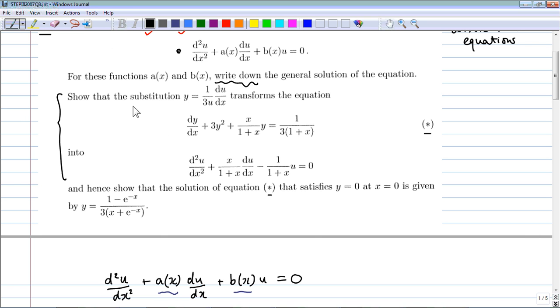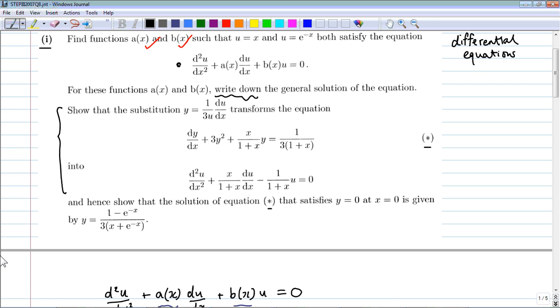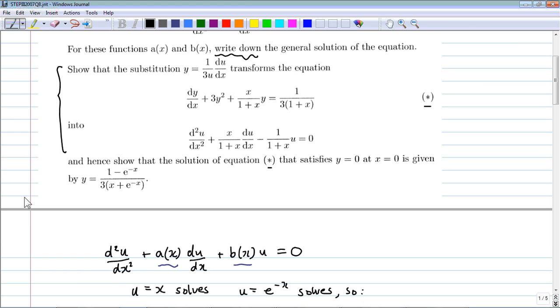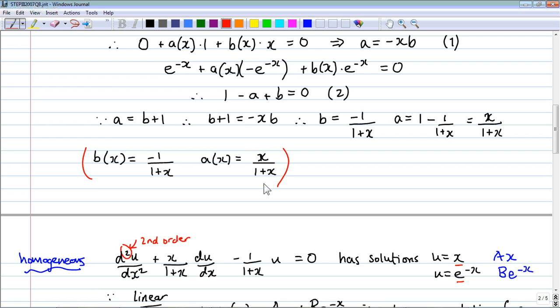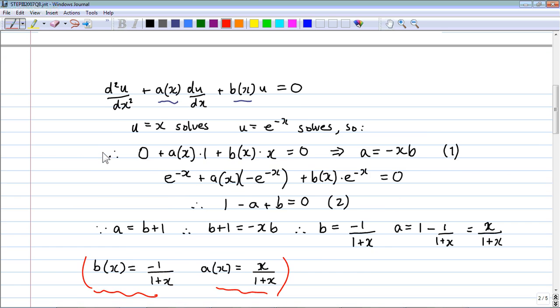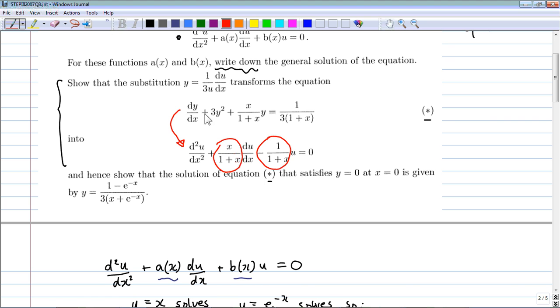Now we're on to this second part here. Show that the substitution transforms the given equation into this other equation. Of course at this point you should be happy, because the equation we're aiming for has exactly the functions ax and bx which we've already found. So we can already see that if we do succeed in transforming this equation, called star, into this equation, then we will have found the general solution, because we already found the general solution of this equation in the first part. So I hope that's clear.